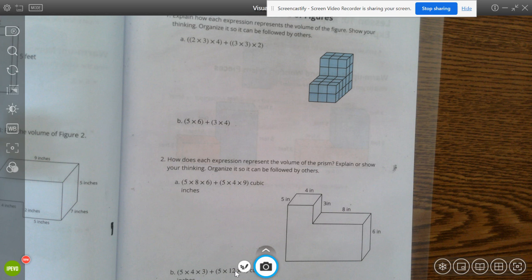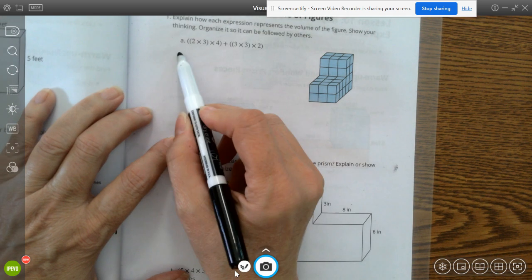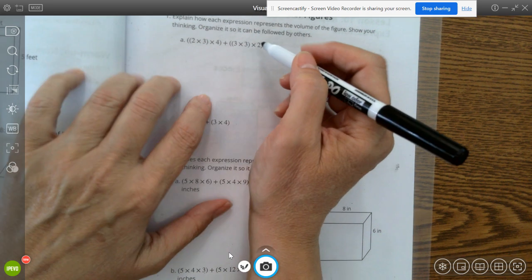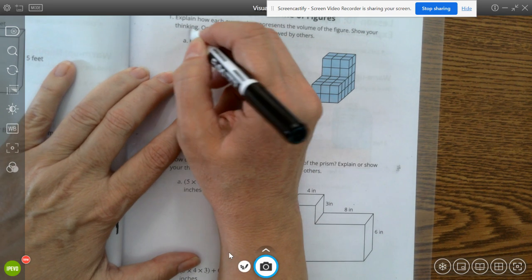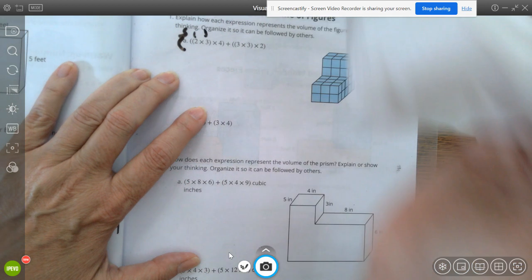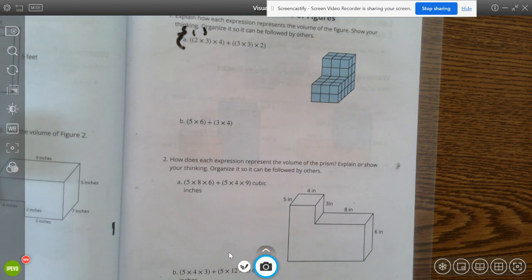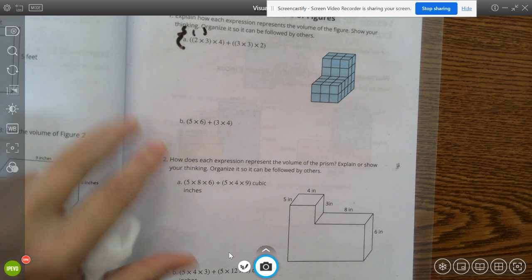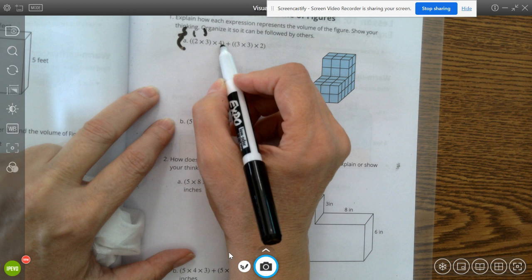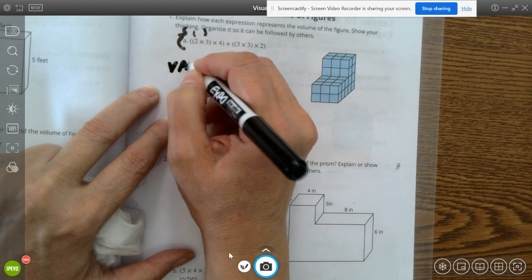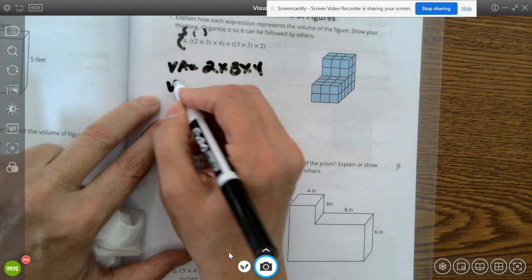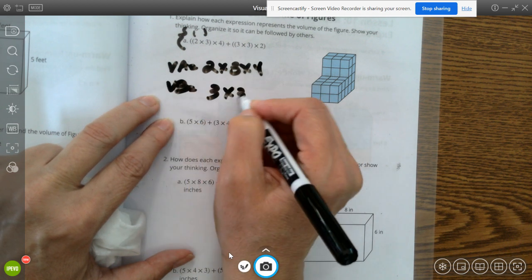All right, so let's look at this problem right here. I can see parentheses and brackets. This is supposed to be a parentheses, and that is supposed to be a bracket. I can't see the difference between them, but when you put a parentheses next to another parentheses, it should be a bracket. So the first one says 2 times 3 and then times 4. That's the same as writing volume A equals 2 times 3 times 4. And this one's volume B. Volume B equals 3 times 3 times 2.